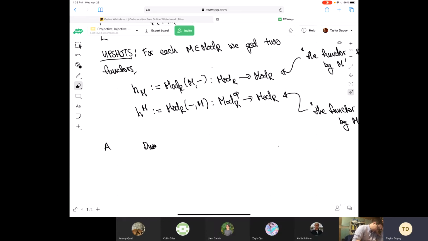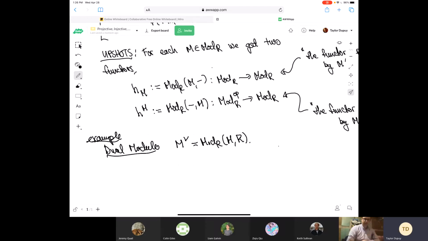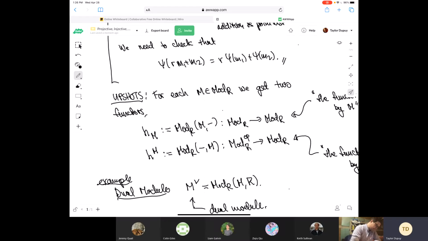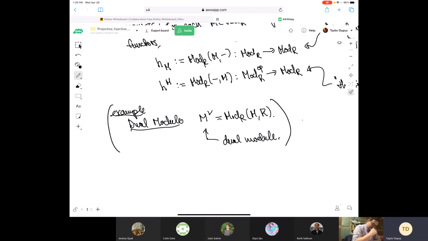Let me just write it out. The dual module. Let me just do an example, I guess. So we call this mod R, M, R, like this. So this is the dual module. Yeah, so this is the kind of thing we're talking about. We're going to do duality stuff.